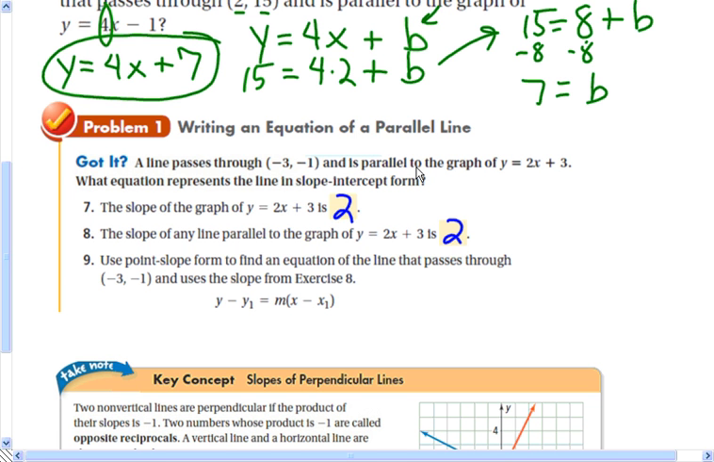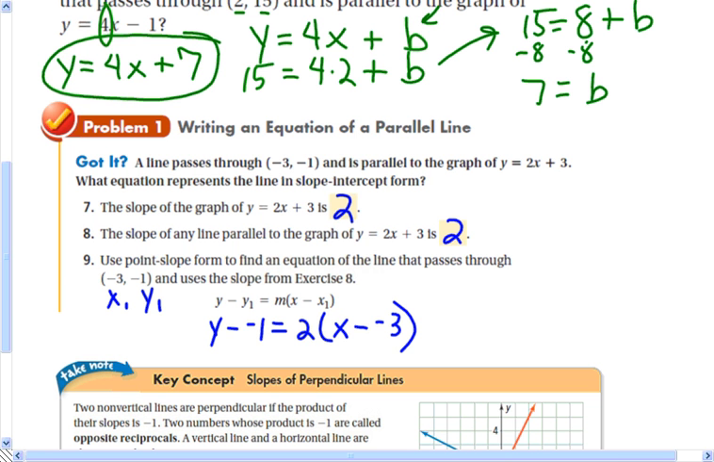We're going to do this one a little different. We're going to use point slope form. Now remember, for point slope form, we need an x value and a y value. So in this case, -3 is my x sub 1, and -1 is my y sub 1. And we know that the slope is 2. So we're going to just do y minus -1 is equal to 2 times the quantity x minus -3.